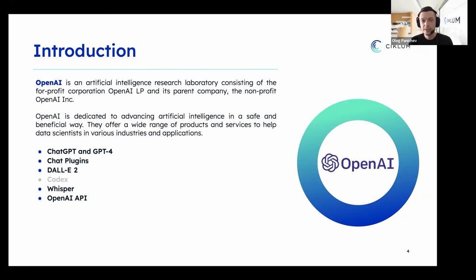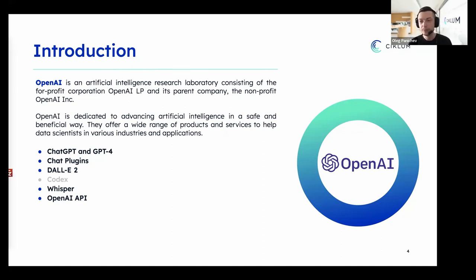So OpenAI is an artificial intelligence research laboratory. It actually consists of two companies. One of them is created for business, and the other one is a nonprofit organization. OpenAI is dedicated to advancing artificial intelligence in a safe and beneficial way, as they state basically everywhere.